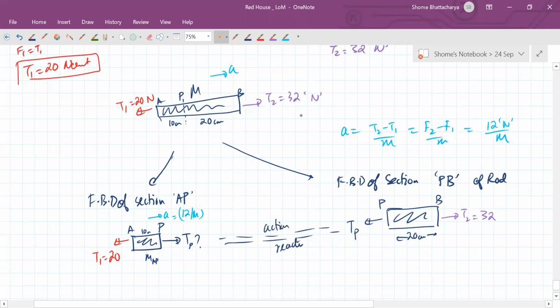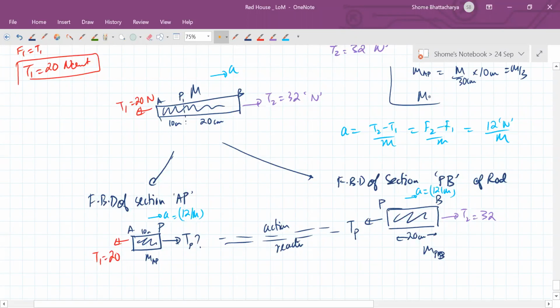Okay. And this is having that acceleration of 12 by m. So again the thing is we need to know the mass of PB. So that we can write like this, that the mass of the section AP is the mass per unit length into the length of that section. So it's m by 3.